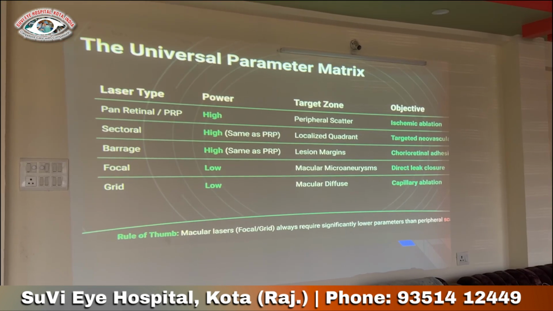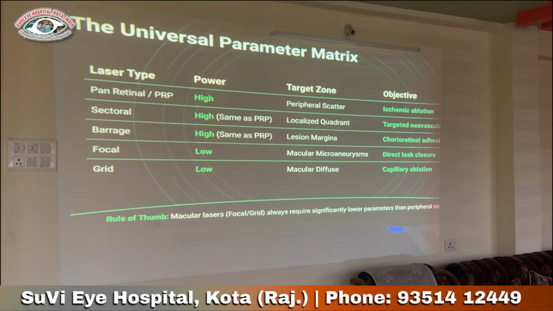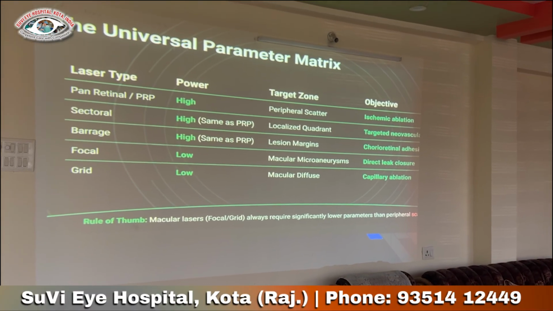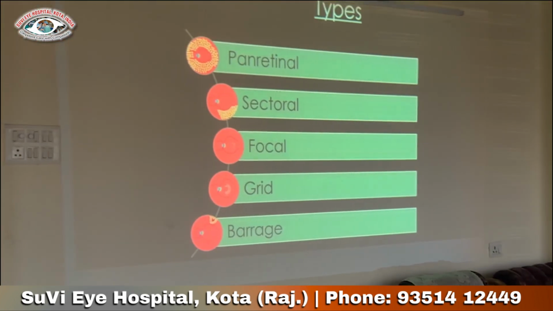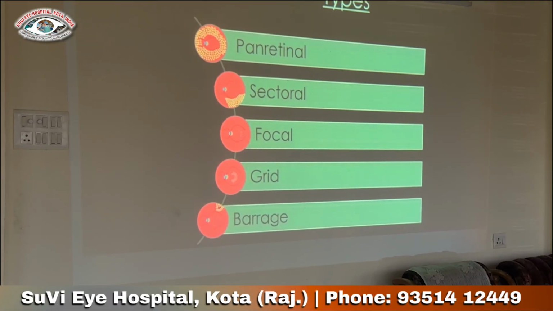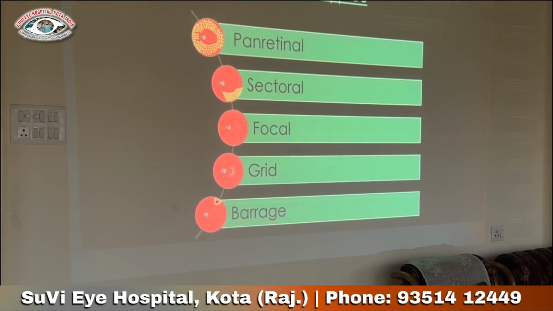In PRP, we cover the anoxic retina, so there will be less demand for oxygen and the vascular area will have decreased blood flow. In barrage laser, we aim for chorioretinal adhesion, so that the break is sealed. In focal and grid laser, we laser directly to close the leaking area and cause capillary ablation. The types of retinal lasers are panretinal photocoagulation, sectoral, focal, grid, and barrage.